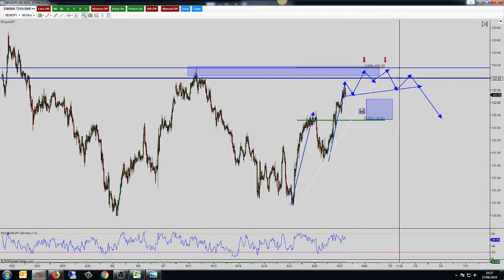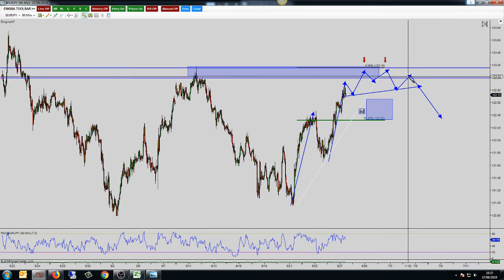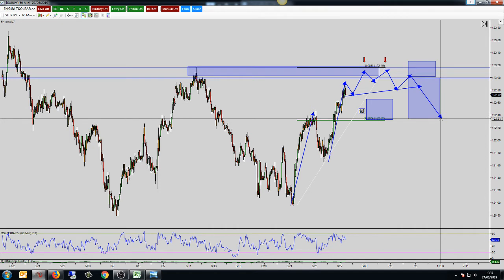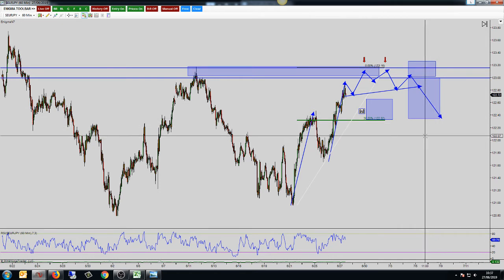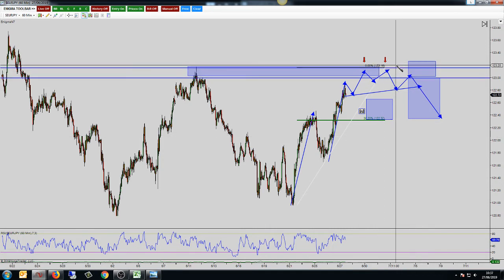That's the left shoulder and that's the right shoulder. And it means that your risk is this much and your reward is this much. Okay, so not only do you have a high probability trade, but you have something like a 2 or 3 to 1 reward to risk.